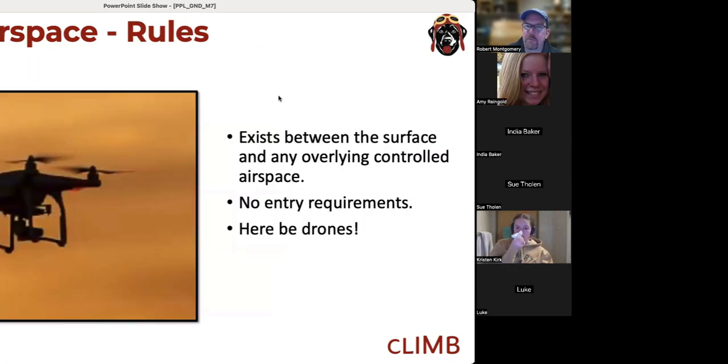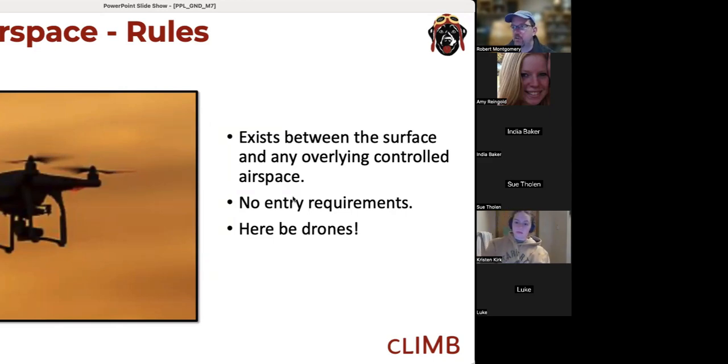Then we get into my favorite airspace, Class G airspace. The G stands for good luck. This is also known as the drone zone because legally this is where UAS operators can operate their aircraft. It exists between the surface and any overlying controlled airspace. That could be Class E. If the Class E over Sanford starts at 700 feet AGL, so at 944 feet plus or minus whatever the hills do, is where we see the beginning of Class E. Anything below that is Class Golf.